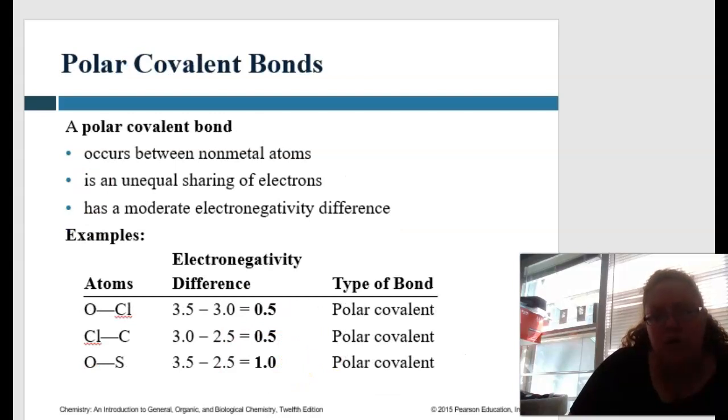Moving on to polar covalent bonds. A polar covalent bond occurs between nonmetal atoms, and it is an unequal sharing of electrons with a moderate electronegativity difference. Remember, those other ones were really close to 0, whereas these, when we subtract them, were between 0.5 and 1, so you can see that there is a difference in polarity.